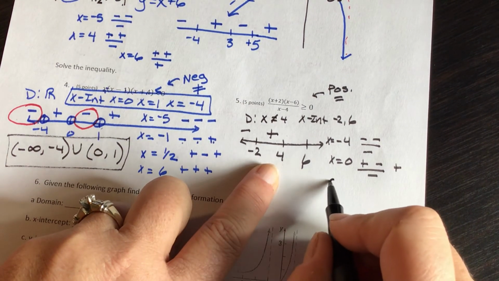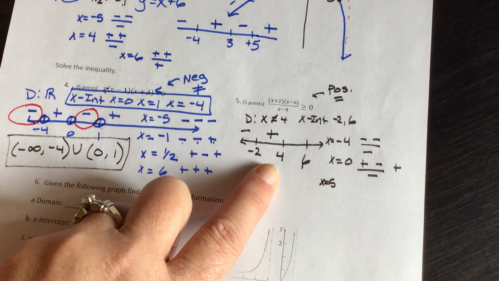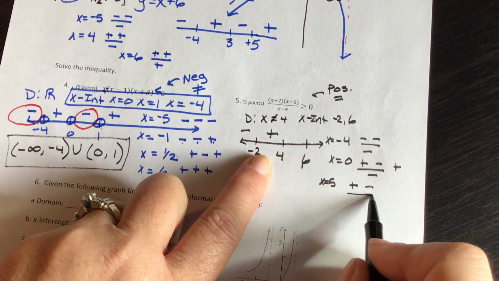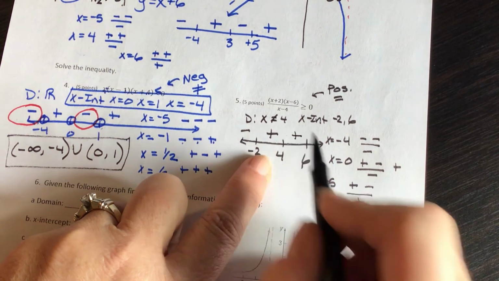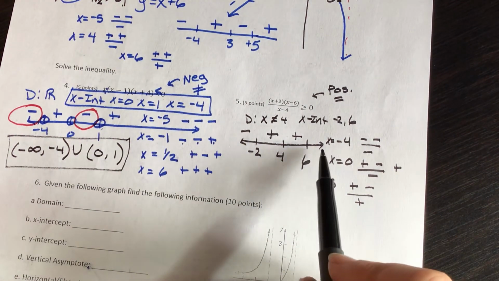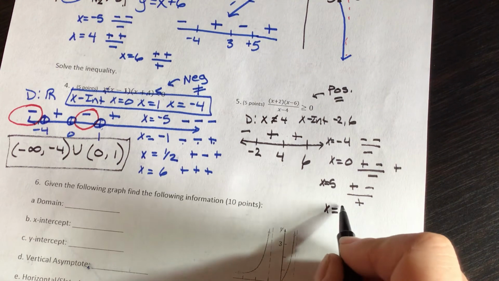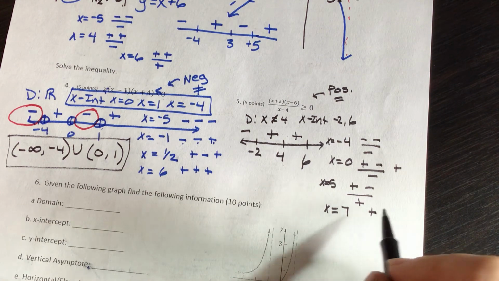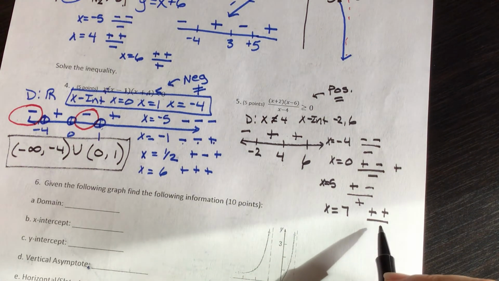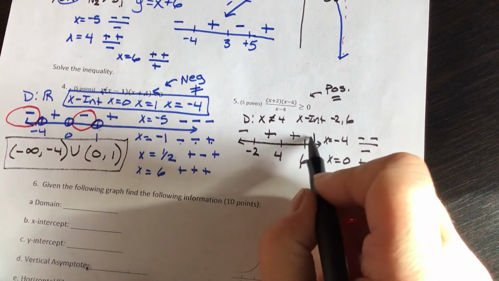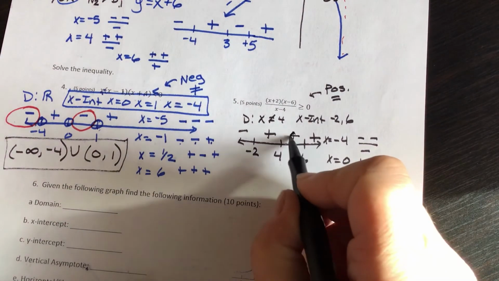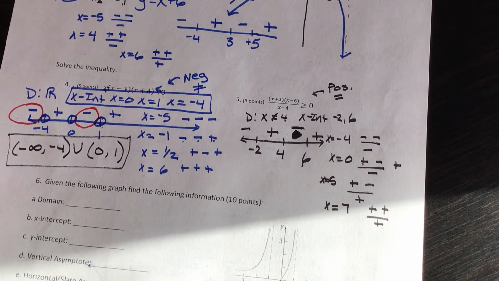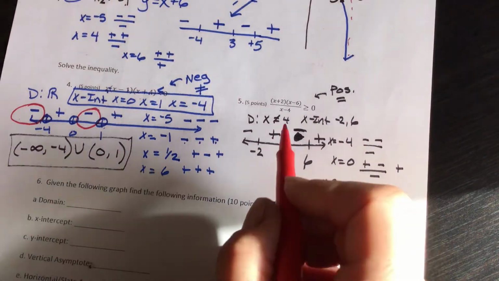Between 4 and 6, I'm going to pick 5. If x is 5, 5 plus 2 is positive, 5 minus 6 is negative, 5 minus 4 is positive, this is negative. And lastly, a number bigger than 6, how about 7? 7 plus 2 is positive, 7 minus 6 is positive, and 7 minus 4 is positive. So this section is positive. Oops, that last one should be negative, sorry. All right, so I'm looking for positive values.